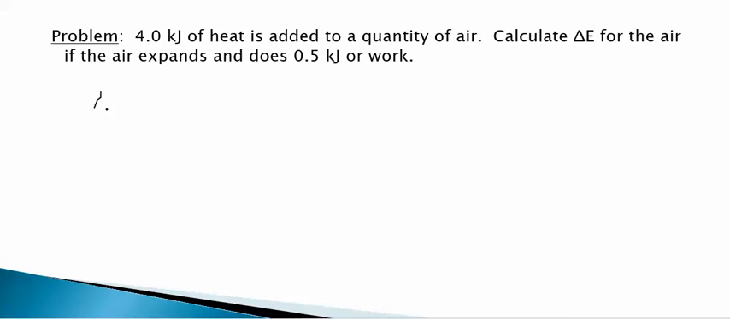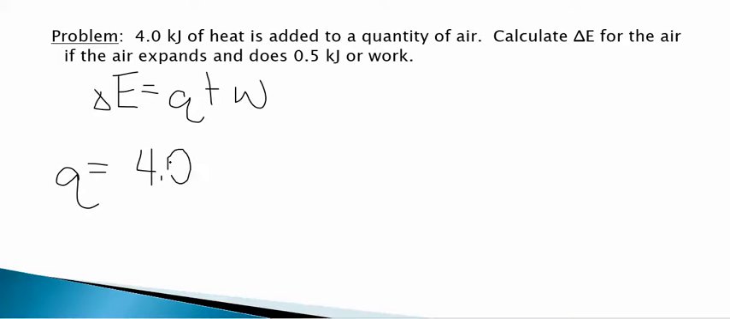Calculate delta E. So that is Q plus W. Q is heat, which is 4 kilojoules, but heat can be positive or negative. In this case, it says the heat is added to a quantity of air. So that means it's a positive value. Heat is added.